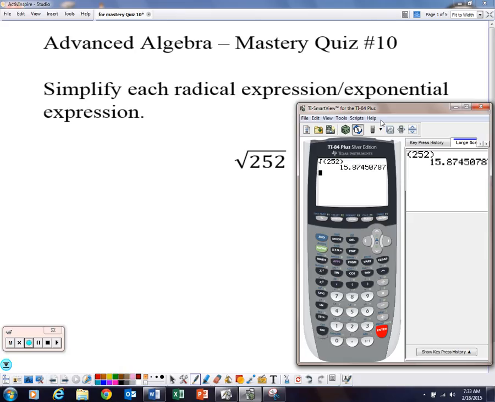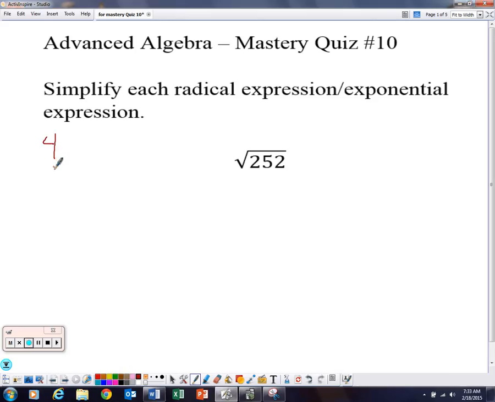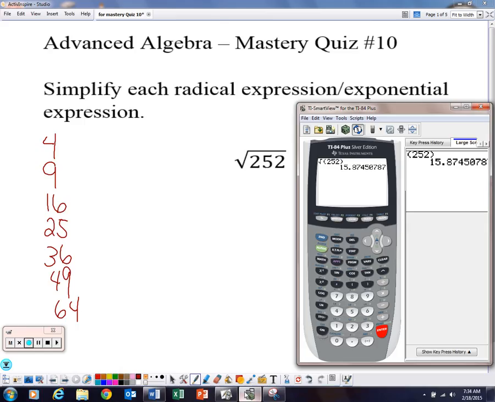Now remember your perfect squares: 4, 9, 16, 25, 36, 49, 64, and so on. So which of these perfect squares will go into 252? If you're not sure, you can use your calculator to assist you. Take 252. We want to see which perfect square divides that evenly. So I think maybe 4 will.